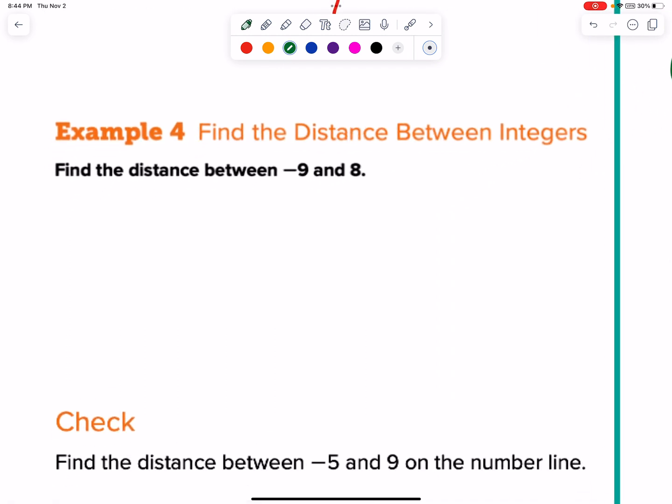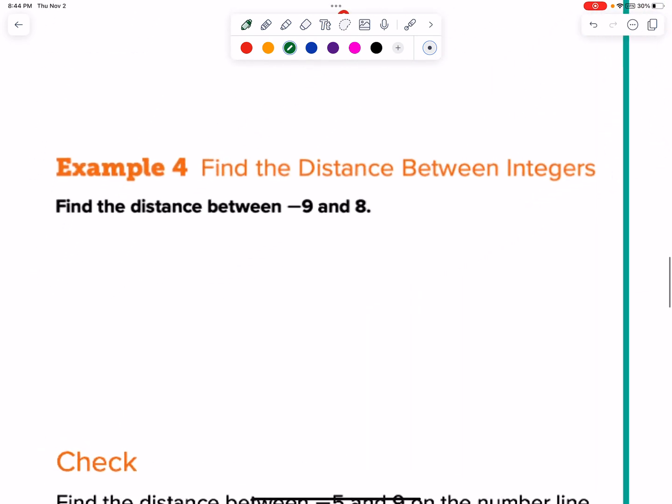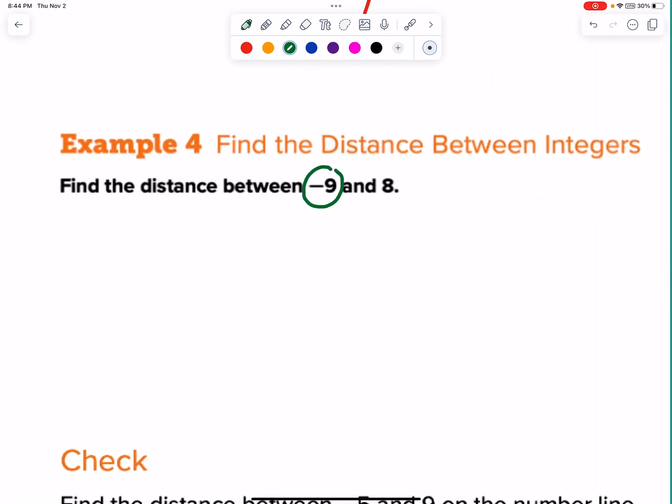Find the difference between -9 and 8, and you might be able to visualize that on a number line. You can visualize that you're 9 away from 0 and you're 8 away from 0 on the other side. So your head visualizes, okay, I'm 9 away on this one and 8 away on this one, so add them up, and that would be another way to think about it. But this way is going to work every time as well: find the difference.